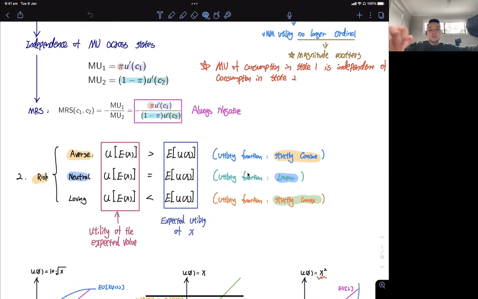And next we have the risk neutral person. For this person, the utility of expected value, U(EX), equals the expected utility of X. Therefore, the utility function will be simply a linear function, meaning a straight line. And lastly, we have a risk loving person. For this person, the utility of expected value will be smaller than the expected utility of X, that means U(EX) smaller than EU(X). Therefore, the utility function will be strictly convex, as we will see soon.